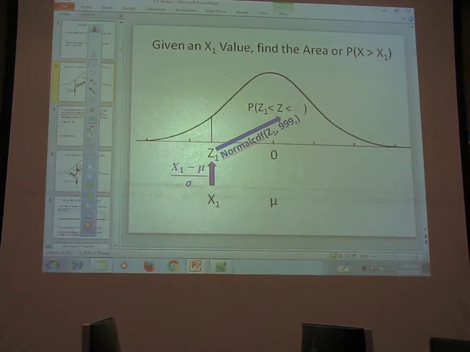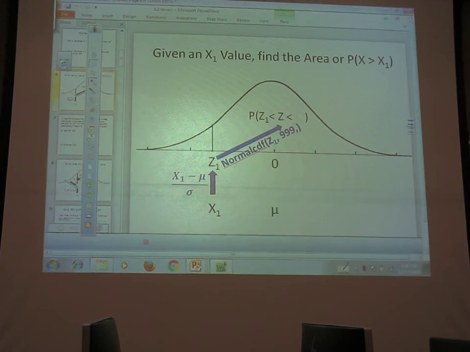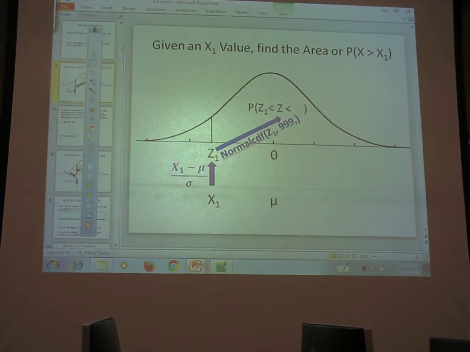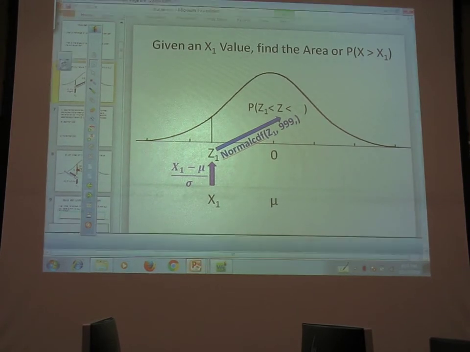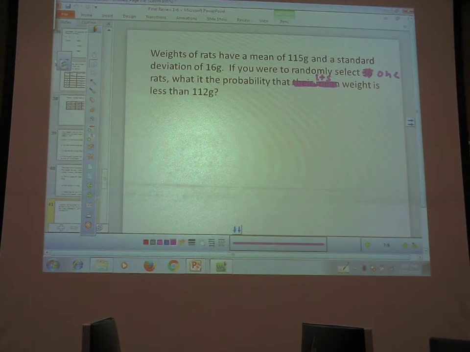Is that part of this question? You didn't ask for the area, you asked for the probability. Probability is area. Okay. So your problem was this one here.